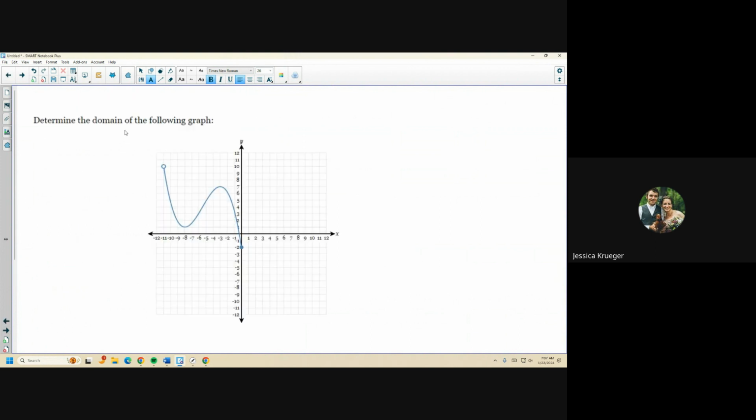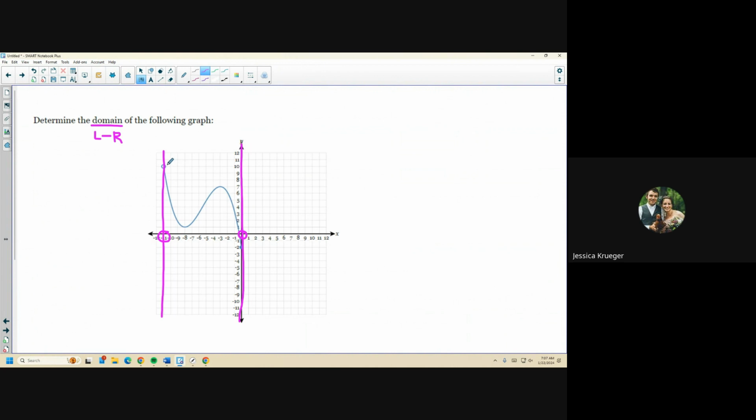So let's look at some questions. It says, determine the domain of the following function. So when we're looking at domain, we want to be thinking left to right. If I go to the left side of this graph, since there's no arrows on it, here's where it ends on the left. Here's where it ends on the right. So what I want to figure out is, where does it start on the left? What x value? And where does it end on the right? What x value?